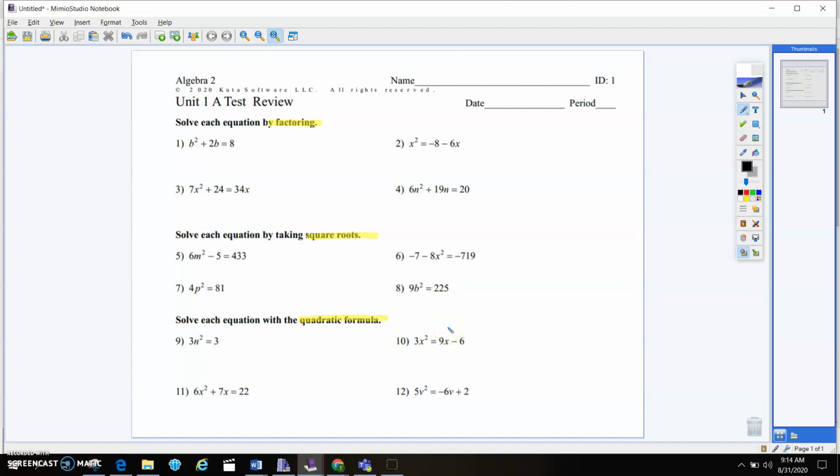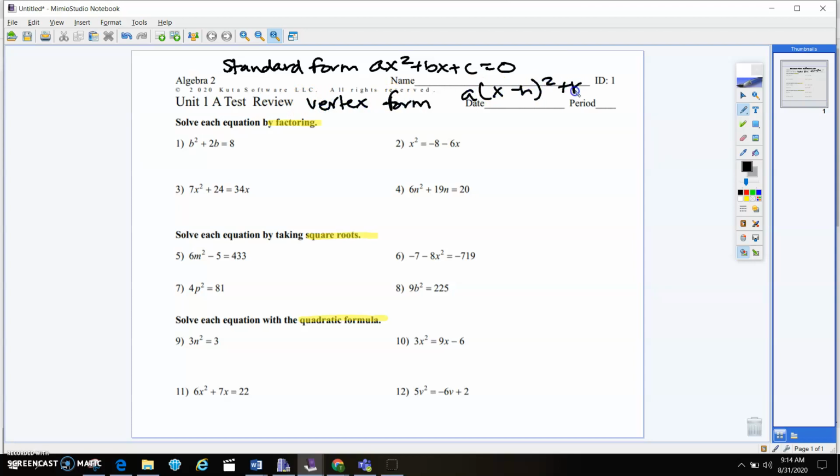What I want to mention is you need to know the difference between standard form, which is ax squared plus bx plus c equals 0. And then there's also another form called vertex form, which is a times (x minus h) squared plus k equals 0. A lot of y'all, I think I had Desmos that y'all did last week, it was referred to as the transformation form. So that's the form that they're talking about.